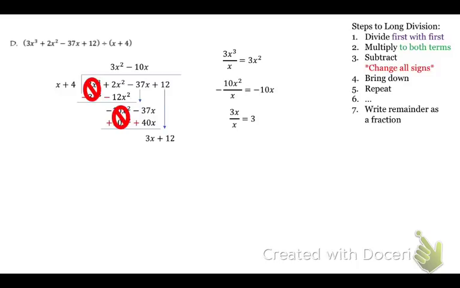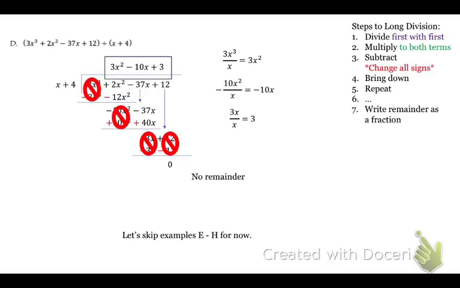So 3x divided by x is 3. 3 times x is 3x. 3 times 4 is 12. Subtract. Those both cancel. And there is no remainder on this one either. So 3x squared minus 10x plus 3 is my answer. Okay?